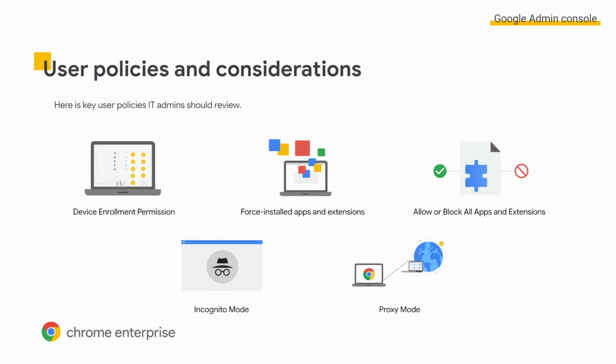Allow or block all apps and extensions. You can select to allow or block users from installing apps and extensions. Based on the setting, admins can create a blacklist or a whitelist. About incognito mode, if an admin wants to disable this feature, he can prevent users from opening incognito windows.